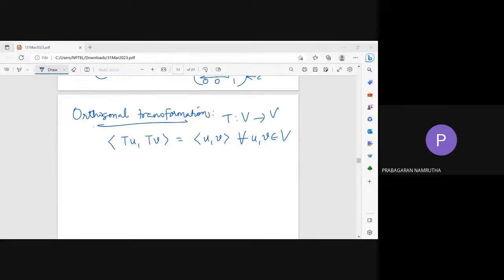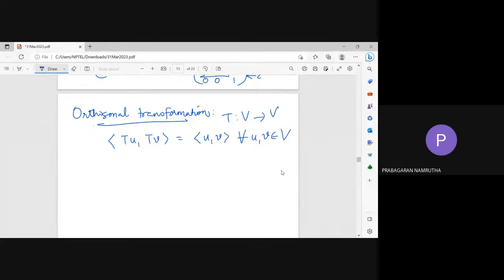Ma'am, can you give us an example, please? And the orthogonal transformation also preserves length, isn't it? Lengths and angles. Yes. Once it preserves angles, lengths too. Okay. Example. Yes. Ma'am, an example on orthogonal transformation.